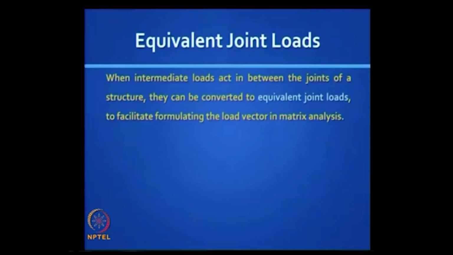There was one topic which we didn't cover in the last session, that is equivalent joint loads. You are already familiar with the need for this. You need this whenever you have intermediate loads. We have used it when we did slope deflection method and moment distribution method. So when intermediate loads act in between the joints of a structure, they can be converted to equivalent joint loads to facilitate formulating the load vector in matrix analysis. That's because we want to limit the degrees of freedom.